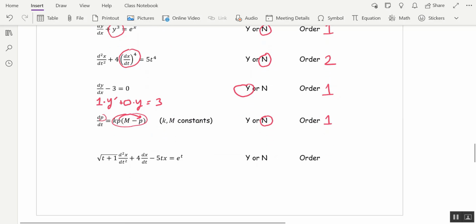And finally, here I'm changing up the variables. X is dependent, t is independent. And my function, so this looks like x double prime here, and this is a function of t. And then x prime, this is a function of t. X, 5t is a function of t. So this is good. This is linear, and it's got order 2.